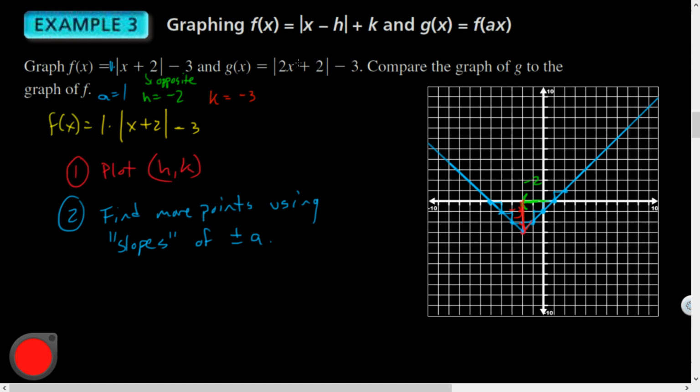But it looks like I'm just about out of time. We might have to finish this lesson on Monday. I think that's what we'll do.